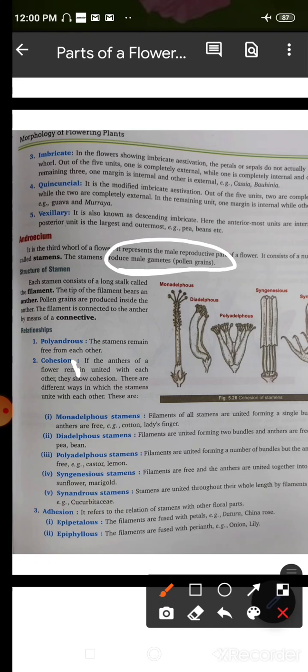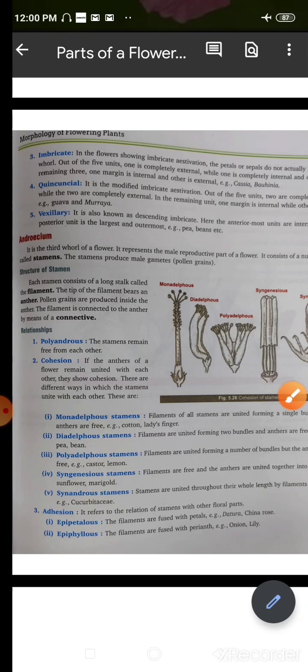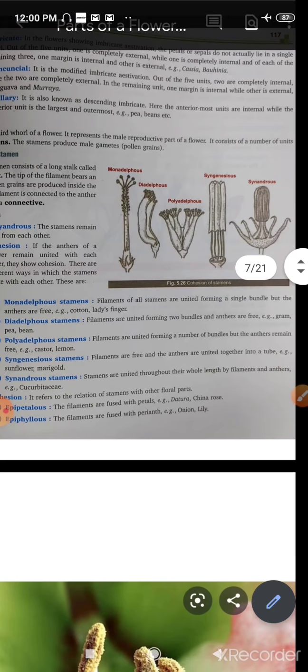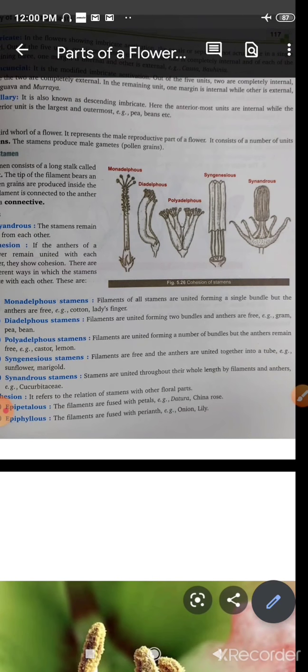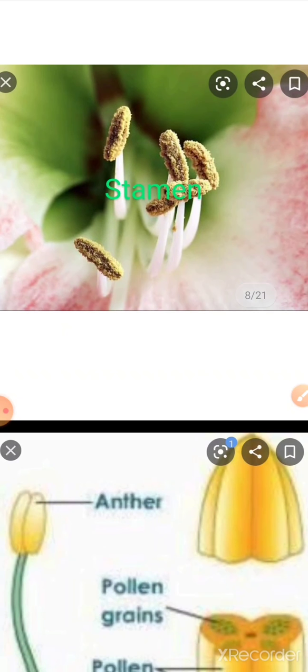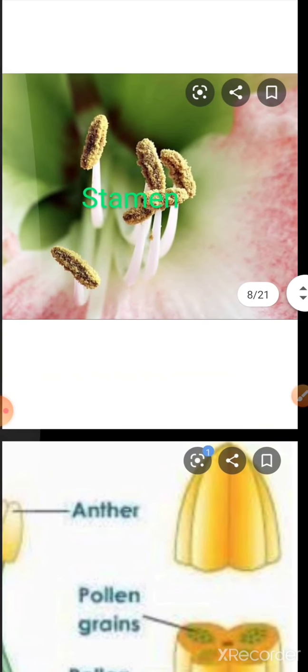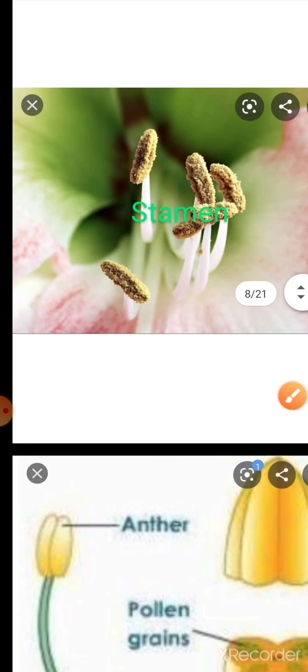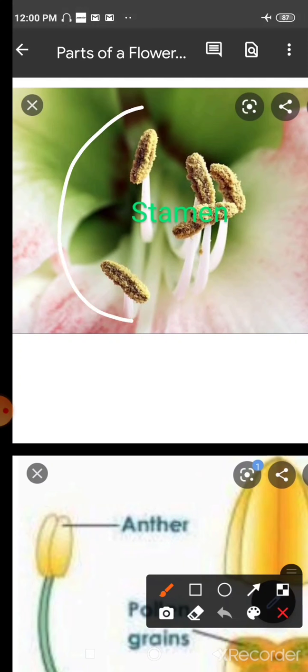The tip of the filament bears an anther, and pollen grains are produced inside. The filament is connected to the anther by means of a connective. Now here you see all the different types of stamens. Here you see the diagram, and this is a picture of a stamen found in a flower. Right here you can see the stamens, or we can call this the androecium.